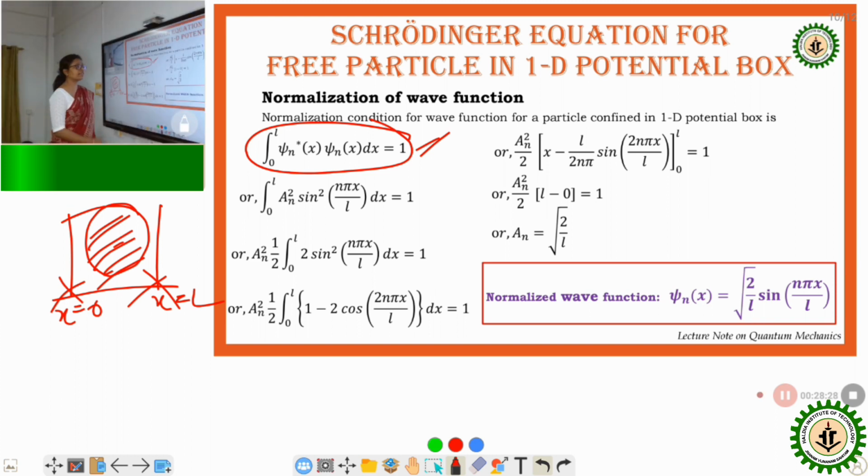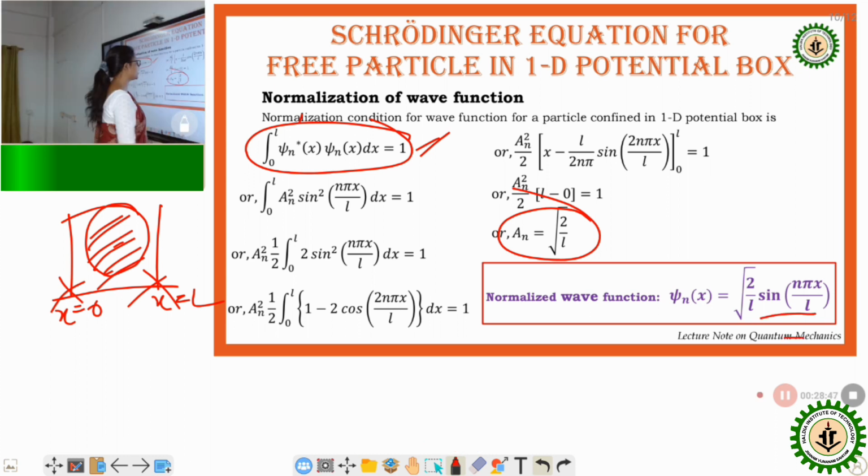You know it from class 12. So this is a simple integration, and if you put the limits, you can get the value of that constant. As I have told you, we should know what the constant is, root over 2 by L. So here that comes out. That means we can now write the normalized wave function for the particle in a one-dimensional box: root over 2 by L sin n pi x by L. That means we have got the eigen energy and the normalized wave function.